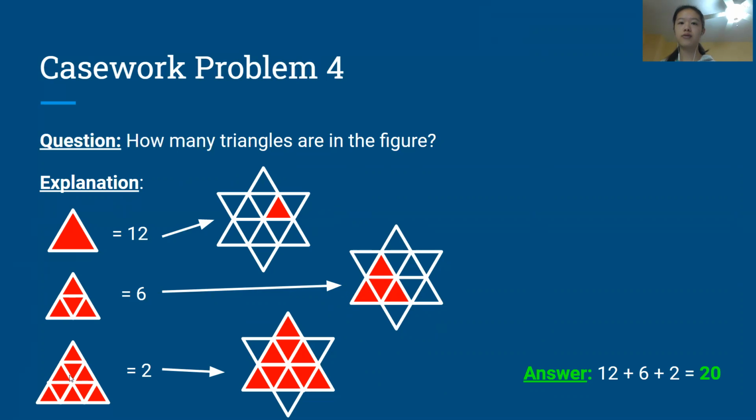And finally, you have these larger 9 triangles. And there's only 2 of these because in order for this to fit in the diagram, it has to go through 3 of the corners, like this and like this. So in total, there'd be 12 plus 6 plus 2, which equals 20 triangles.